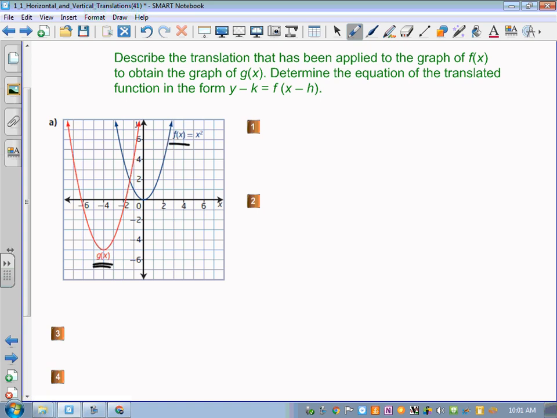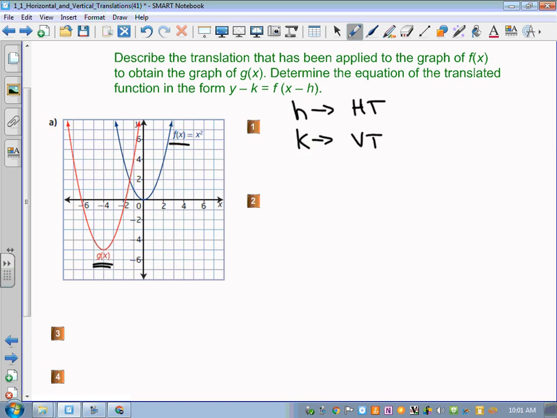It wants us to determine the equation of the translated function in the form y minus k is equal to f times x minus h. Now, I would like to just point out one more time that h is our horizontal translation, and k is our vertical translation. That's really important to remember, and then all we have to do is find out how much it's been vertically translated.